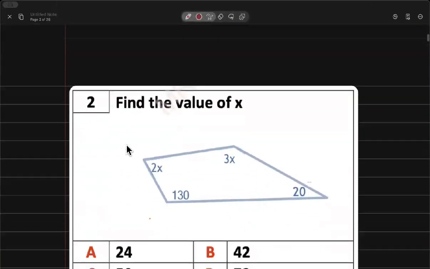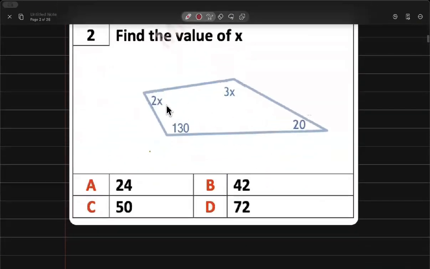Next question, question 2. Find the value of x. This is a quadrilateral. You know that the sum of measures of the interior angles of any quadrilateral equals 360. You can use the rule n minus 2 times 180, which finds the sum of measures of the interior angles of any polygon. Okay?